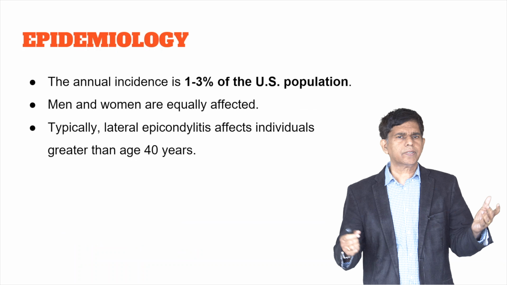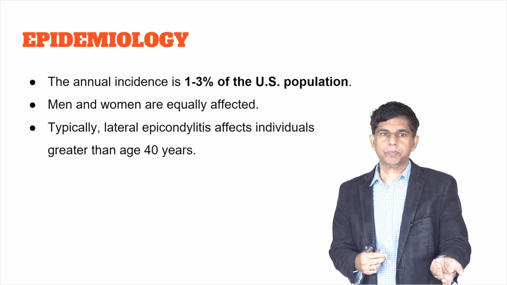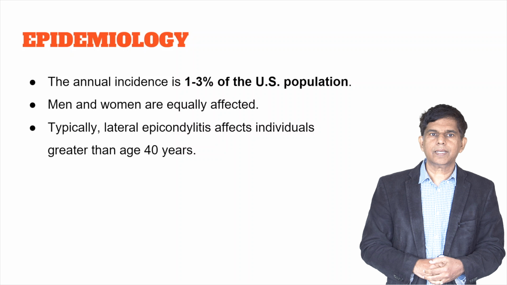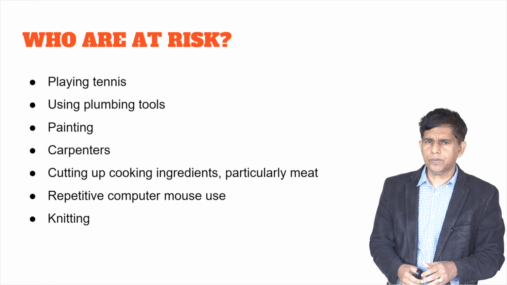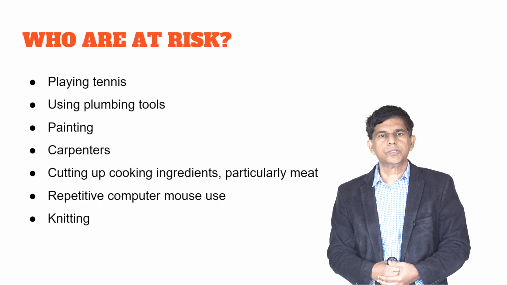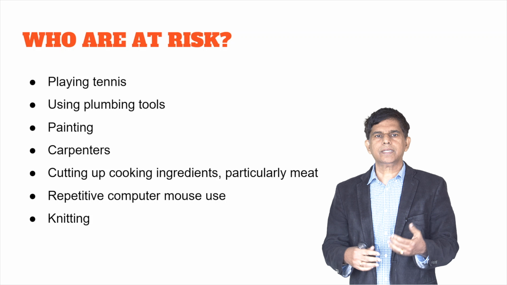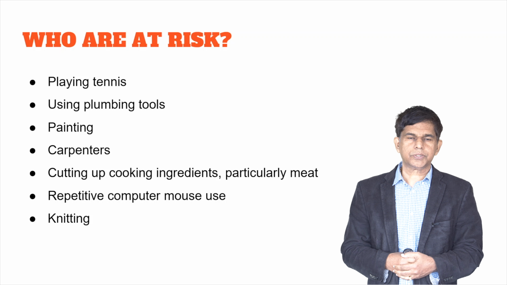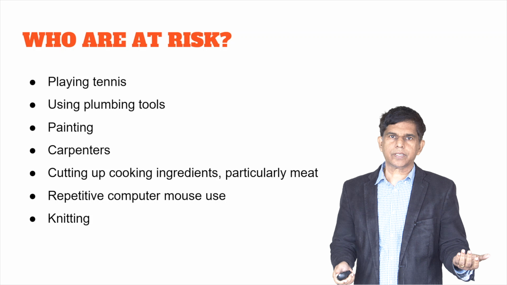In epidemiology, if you look at the facts, it can affect about 1 to 3% of the US population. It's pretty high, right? Men and women, there's no big difference. Usually lateral epicondylitis affects individuals older than 40 years. Now, who are the people at risk? Everybody knows tennis elbow, people who play tennis, right? And then plumbers using plumbing tools, painters, carpenters, cutting up cooking ingredients, particularly meat, and repetitive computer mouse use can also cause tennis elbow. Knitting can also cause tennis elbow.